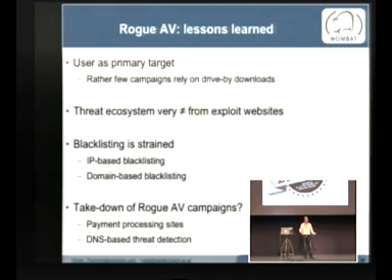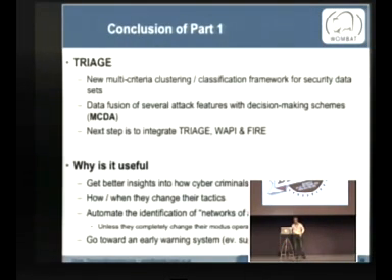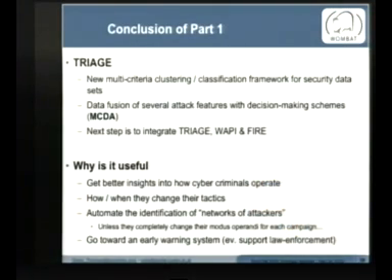Then what we found out is, of course, that blacklisting is not useful, not only IP but also domain based, because they have tools to create those domains in a bulk fashion. The only way to take down those rogue AV campaigns, in this case, is through the payment processing side, or through techniques that are based on DNS.